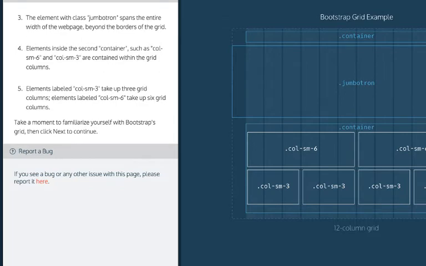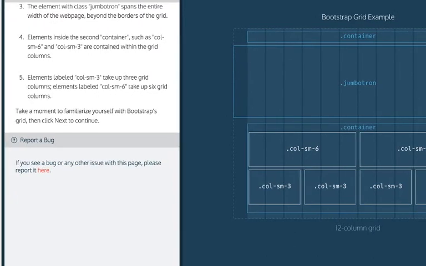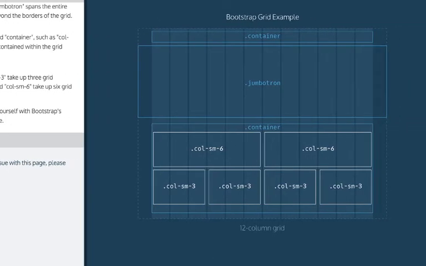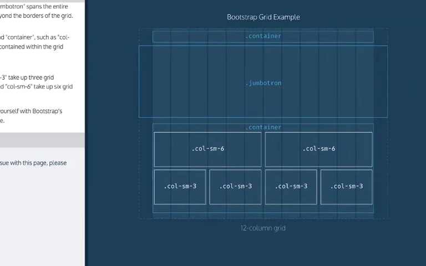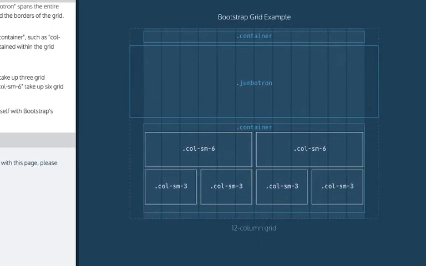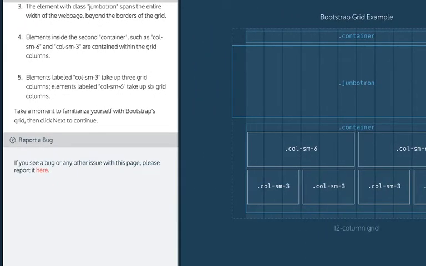Elements labeled column small 3 take up 3 grid columns. Elements labeled column small 6 take up 6 grid columns. So here we see our column small 3 takes up 3, 3, 3, and they're all inside this container, so they take 3, 3, 3, 3. And inside this container also, the 6 would take 6 and 6. They all add up to 12. So it's really important, once you can think of this grid system in your head, it's real easy to start positioning things inside your website and organize it well.